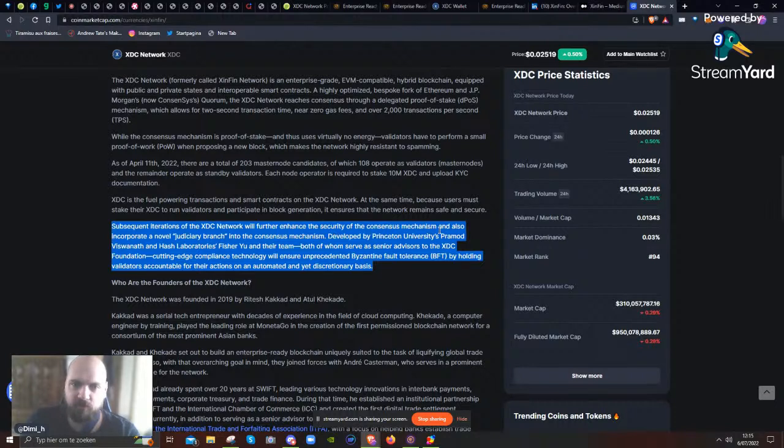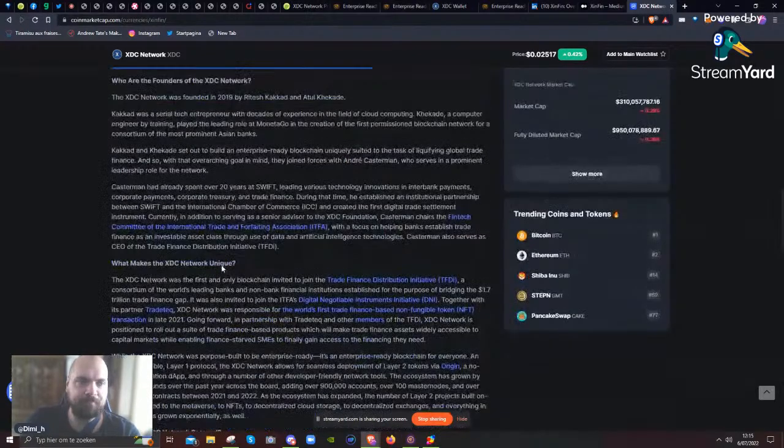Anyway, developed by Princeton University's Pramod Viswanath and Hash Laboratories' Fisher Yu and their team, both of whom serve as senior advisors to the XDC Foundation. Okay, so the head developers are only advisors, not the CEOs themselves. Okay. Cutting-edge compliance technology will ensure unprecedented Byzantine fault tolerance by holding validators accountable for their action on an automated and yet discretionary basis. Basic premise of proof of stake and delegated proof of stake.